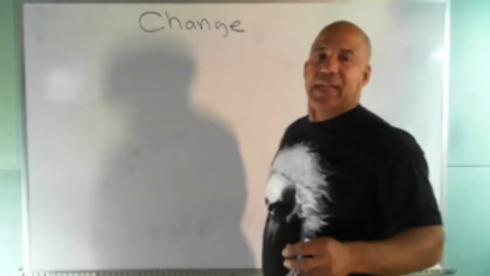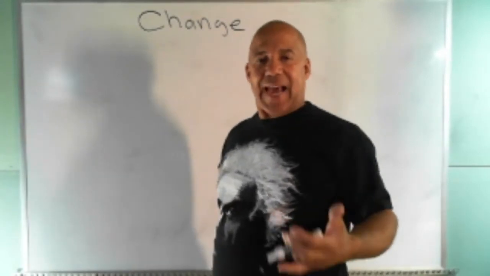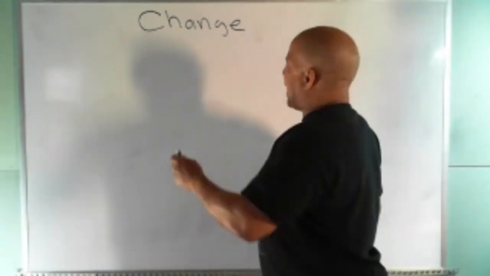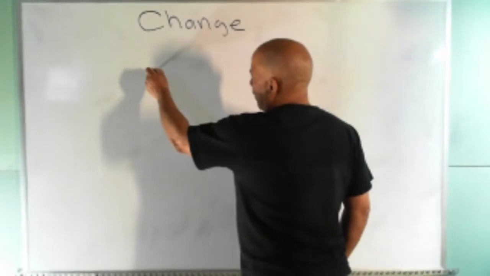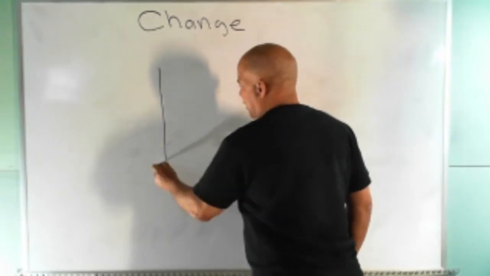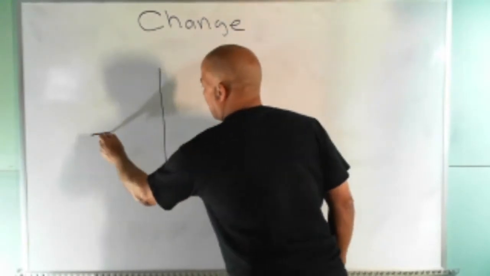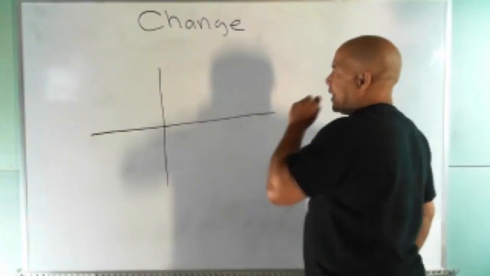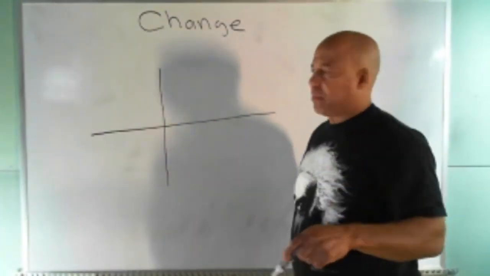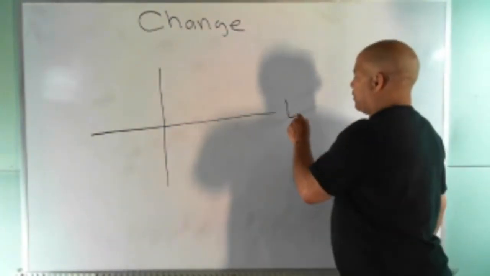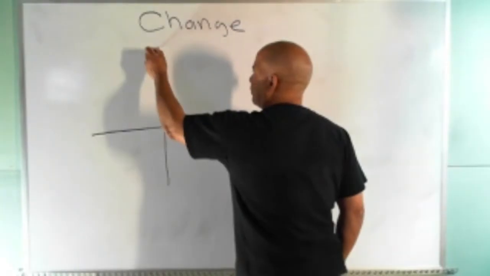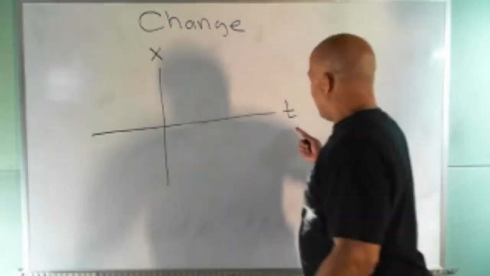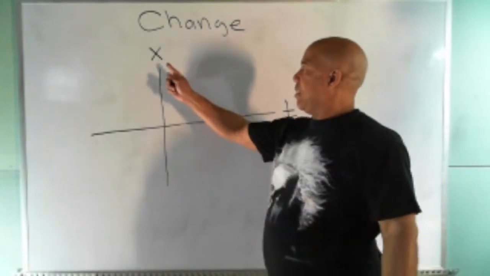How do you represent change mathematically? And you might not think about it this way, but one way you're taught to do this is, let's say you have a coordinate system. Now they usually use X and Y, but I'm going to use T and X for my independent variable and my dependent variable.